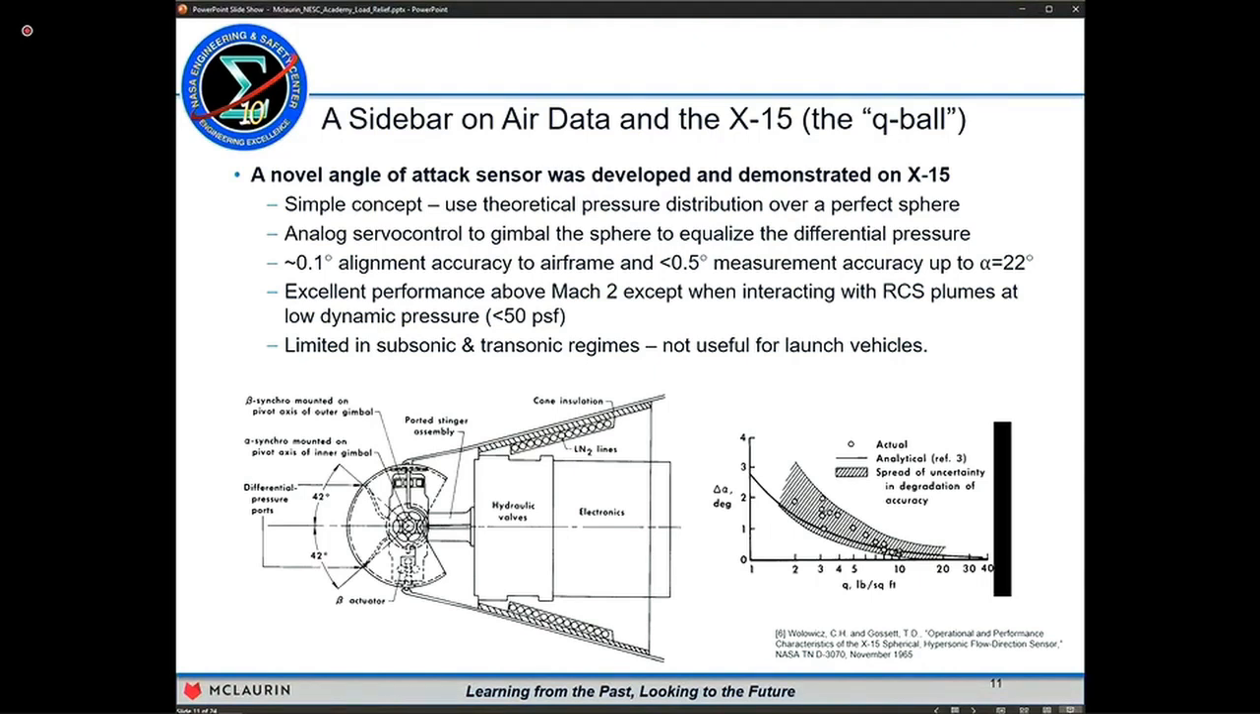This is a really innovative concept, could potentially be used for hypersonic systems like X-15 for entry systems, for example, but for launch vehicles, it's not reliable enough at transonic and subsonic Mach because the flow characteristics over the sphere are not very well behaved due to flow separation.